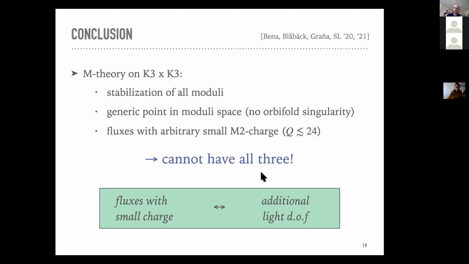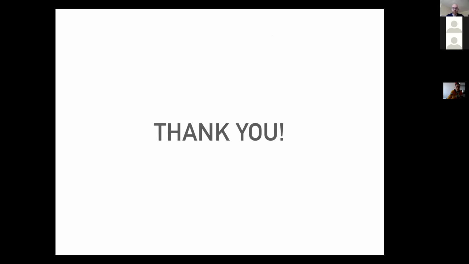So this means fluxes with a small charge always come with additional light degrees of freedom. So it appears that flux compactifications are not as generic as one thought. One cannot just start with a generic flux vector and get everything you want. So thank you very much.